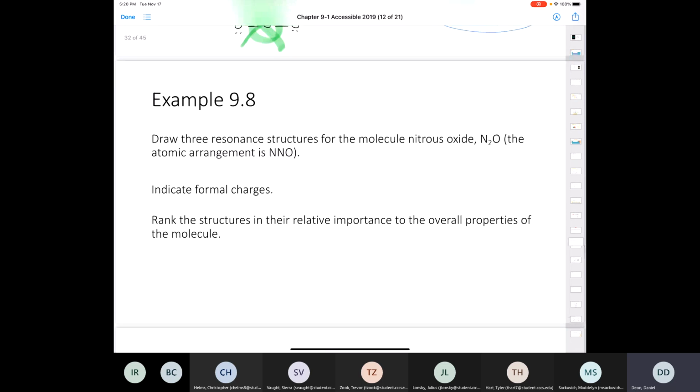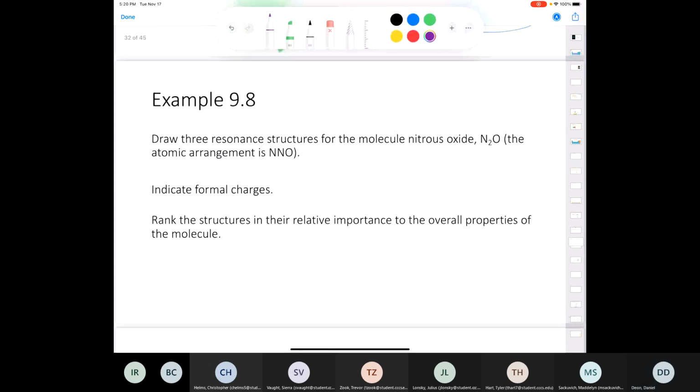Okay, well, with that in mind, the next question says, draw three resonance structures for the molecule nitrous oxide, N2O. The atomic arrangement is NNO. So they're telling us that the atoms are bound together NNO like that. So we know that much.